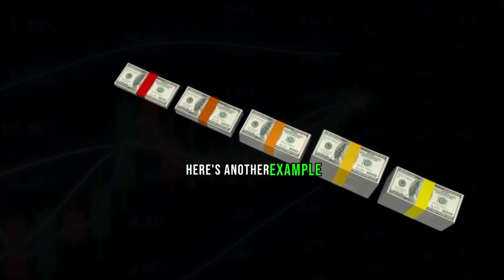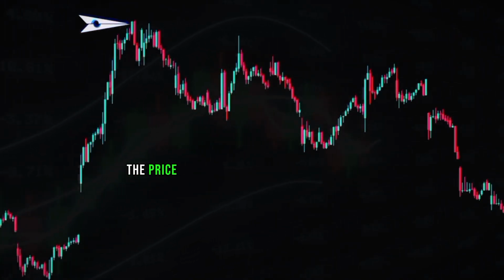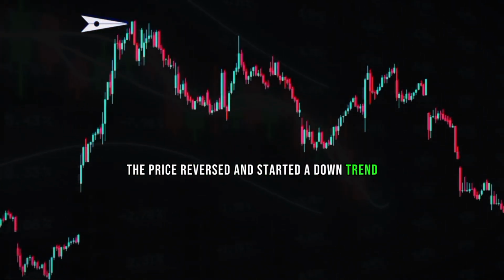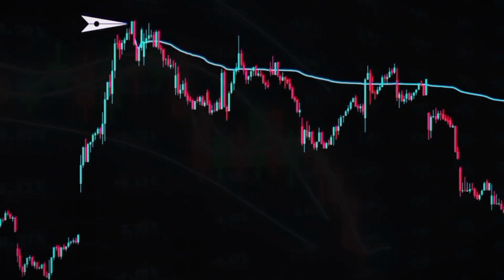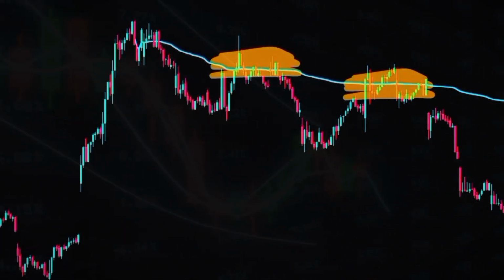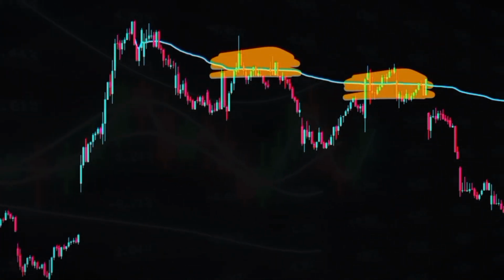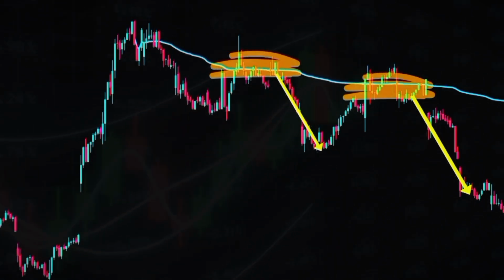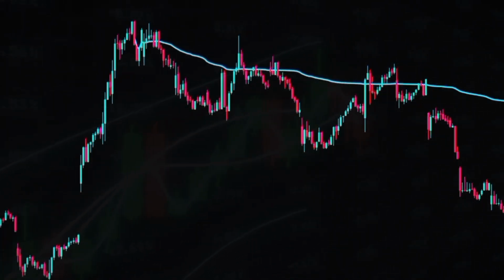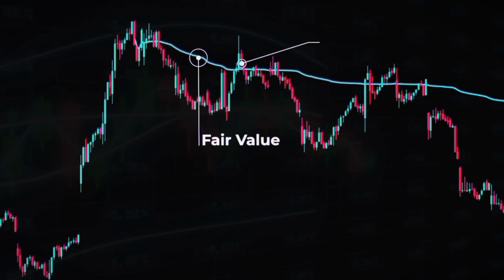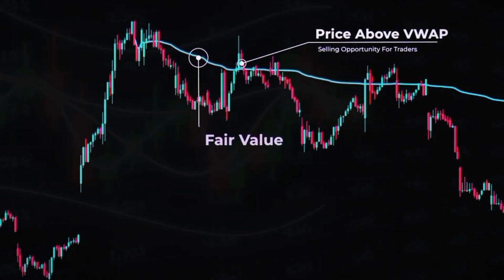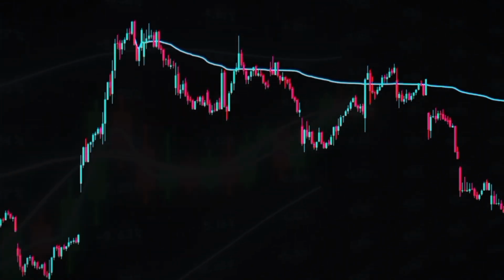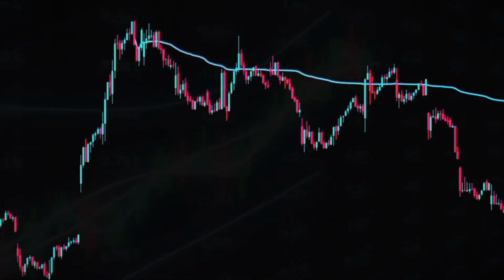Here's another example, this time in a downtrend. From this point, the price reversed and started a downtrend. So we plot an Anchored VWAP. From this candle, we can see that the price pulled back to the VWAP and consolidated for a few candles before moving lower. This is because when the price starts to trade above the Anchored VWAP, sellers are getting a higher price than its fair value. So they jump on the opportunity and create selling pressure.